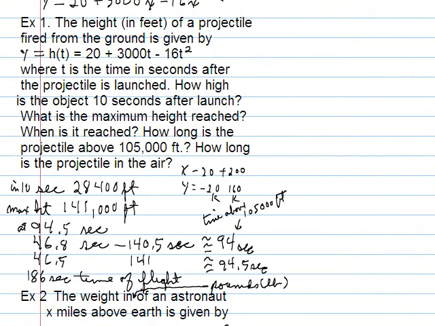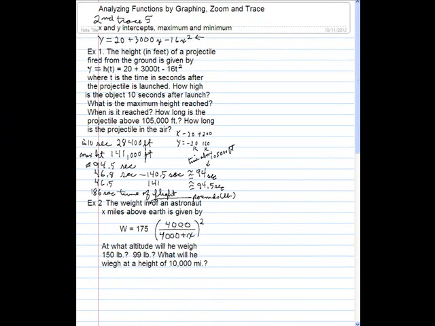Now, this 4,000 over 4,000 plus x, this is a rough approximation of the radius of the Earth. And so what we're saying is at sea level, when x is 0, it's just 4,000 over 4,000, which is 1. So what we're doing is we're talking about an astronaut who weighs 175 pounds at sea level. Okay, and it says at what altitude will he weigh 150 pounds?